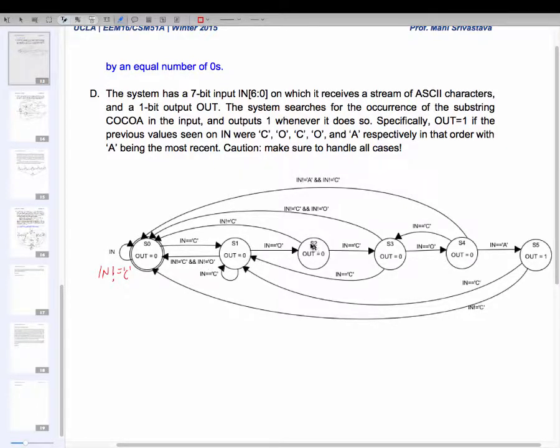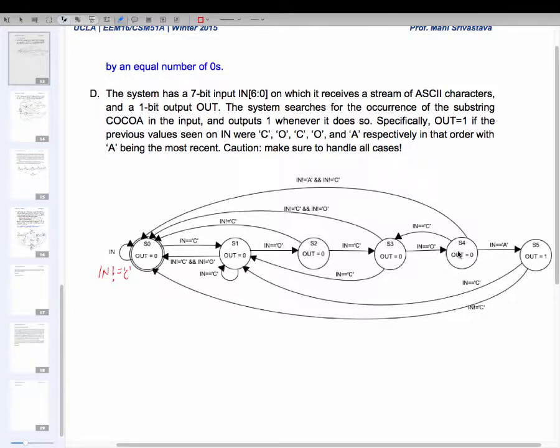Next possibility out here. I'm in the state where I have seen CO, the start of the pattern. If I get a C, I move to the next state. That's a good case. If I see anything else, I go back because that's the only thing I can do. Next one, I have seen COC. If I get an O, I move to the next state. That's a correct case. If I see a C, then I may be in a situation where it's the start of another COCOA pattern. So when I see a C, I go back to state S1, which marks that I have seen a C. And anything else, I go back to the start state.